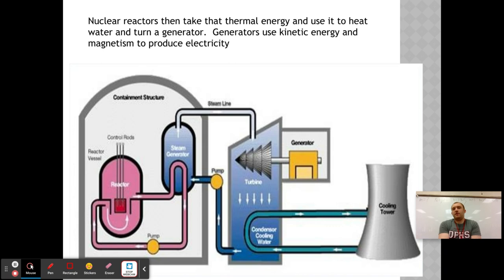One of the things we use that for, and this is a picture, hopefully you do an EdPuzzle on this. We'll also cover this again probably in the electricity unit in more detail, but here's as simple as I could make it. Nuclear reactors take that thermal energy from converting mass into energy, and they use it to heat water and turn a generator. So in our image here, you've got the reactor over there heating stuff up through pumps and so forth, and turning water into steam in the steam generator, going from left to right.